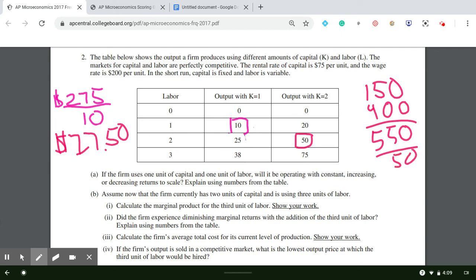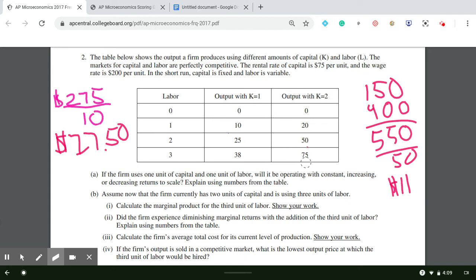Divided by 50. Yep, it's $11. Okay, sorry about that. The one thing I got confused is that if we're going to look for increasing returns to scale or decreasing returns to scale, that means you got to double all outputs. So if we doubled all outputs and got to 20, that would be constant returns to scale. If it were less than 20, decreasing returns to scale. But in this case, it quintupled. It went from 10 to 50. Then, of course, we've got increasing returns to scale.